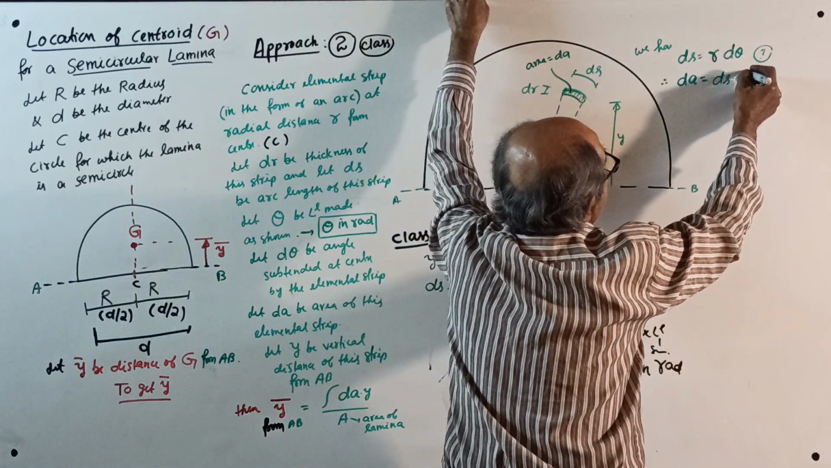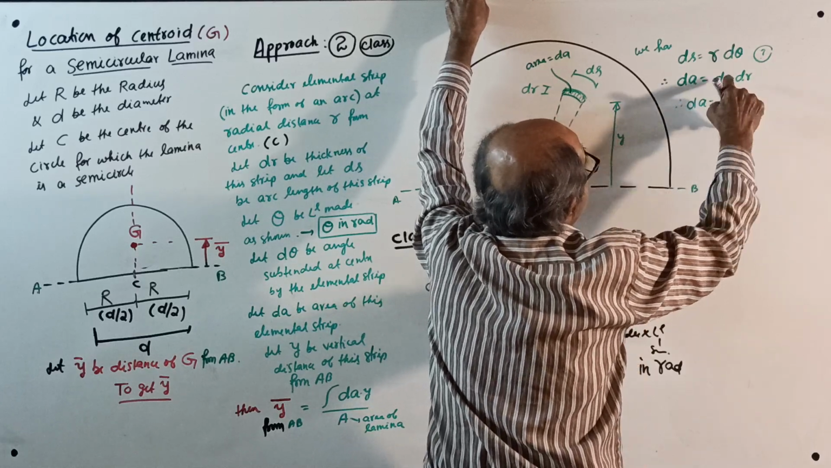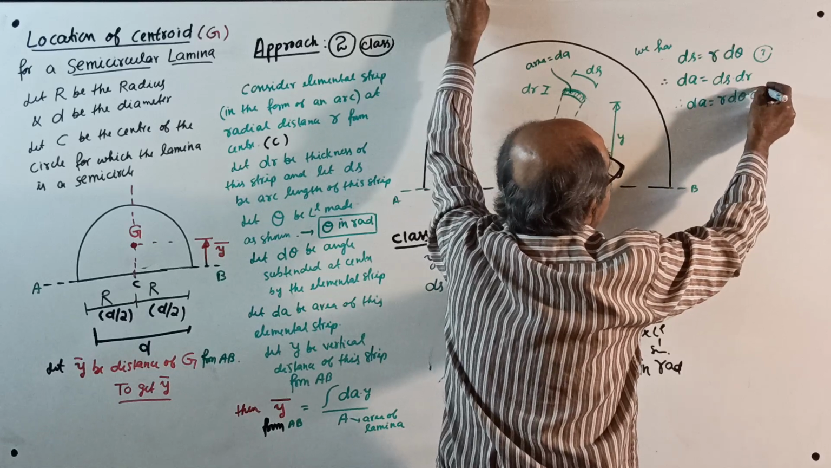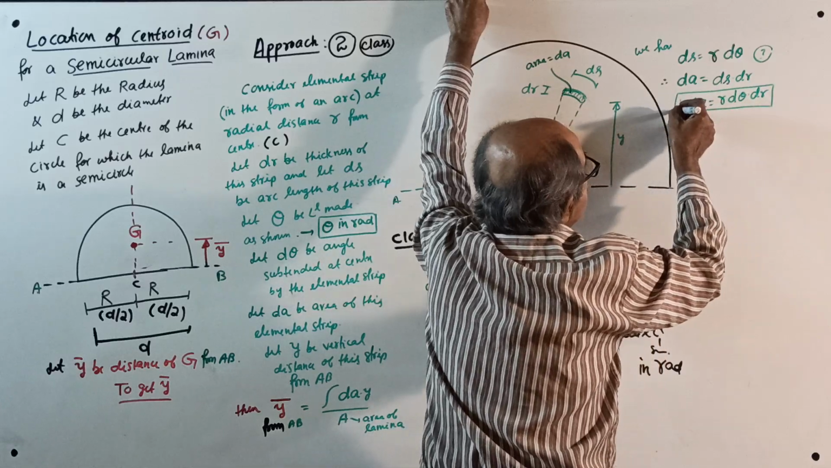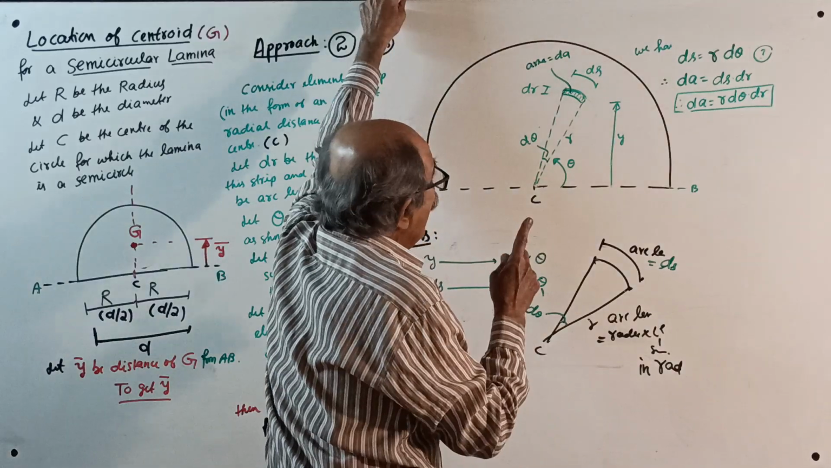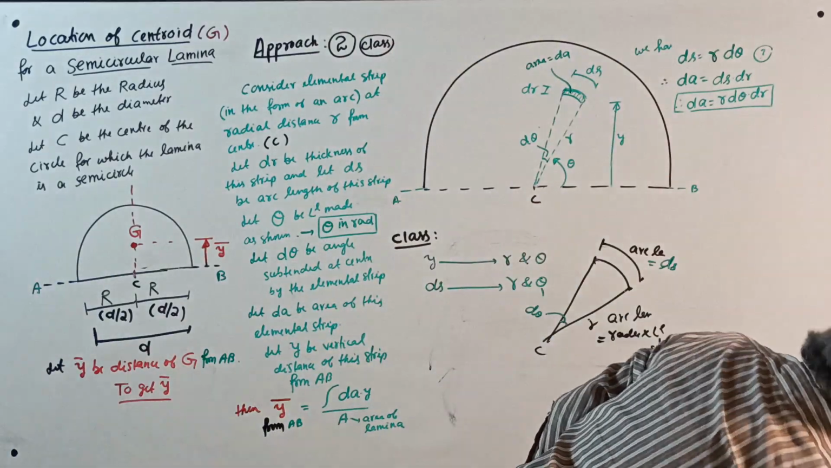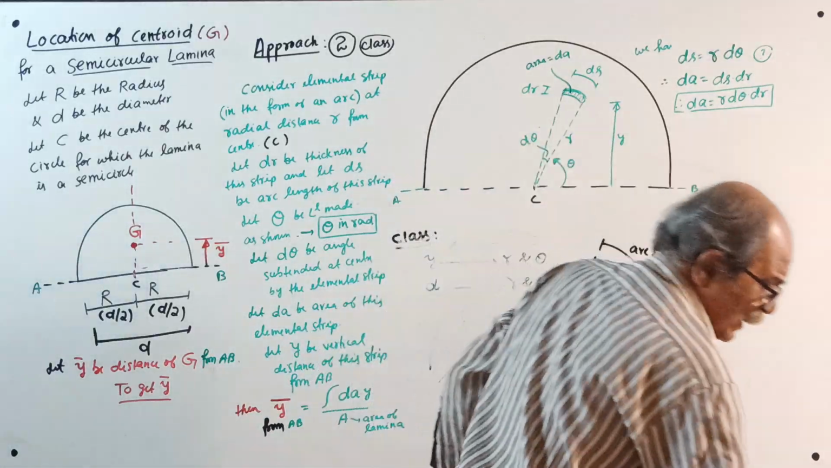ds into dr. Therefore, your dA will become ds equal to r d theta into dr. See, so we got dA in terms of r and theta. Now, lastly, get the value of y. If this is over, everything is over. All this I am giving information here.